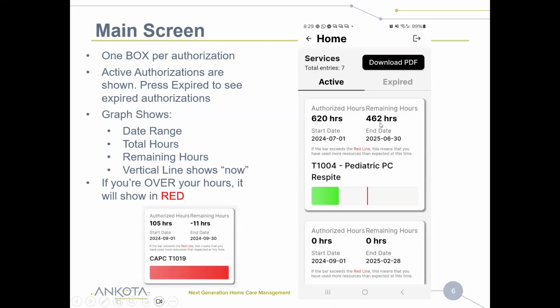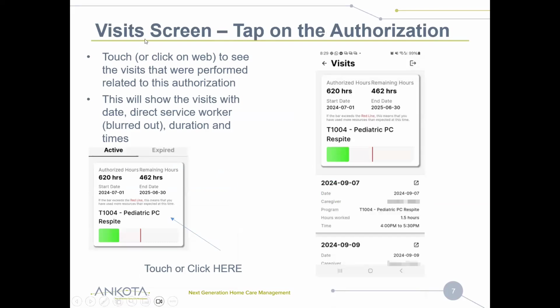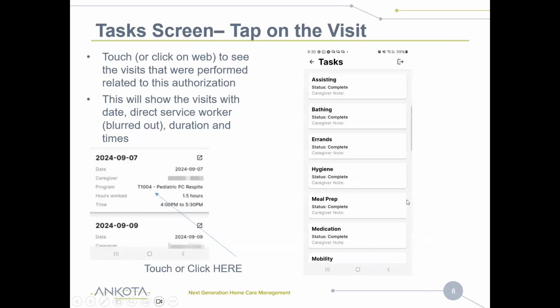Okay, so kind of moving down, the next step is going to be that now I see that I have, in this case, 462 hours left, and I want to see how I've used the hours so far. Then that's going to be the visit screen. So on your phone, you would just touch this box with your finger, touch or click if you're on the web, and it's going to expand it. So here it's going to expand it and say, okay, the first visit you had was on 9/7, and it was a visit for 1.5 hours, and started at this time and ended at that time, and so on. And it's going to list all of your visits in order, and you can go through them. And you see here, I actually blurred out the caregiver's name.